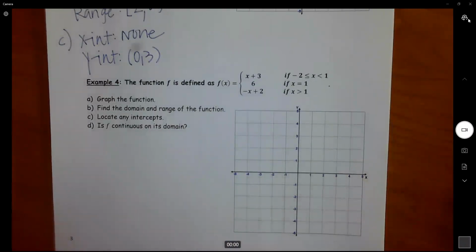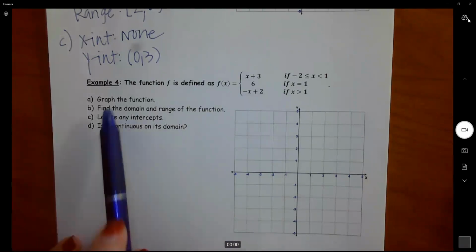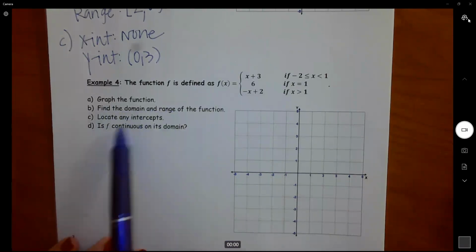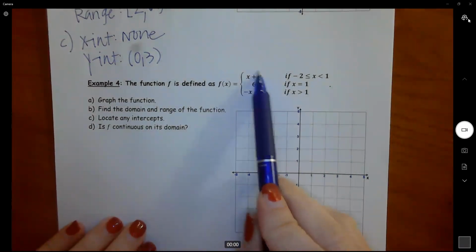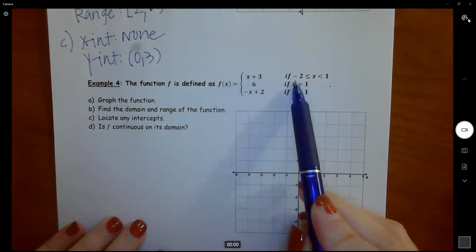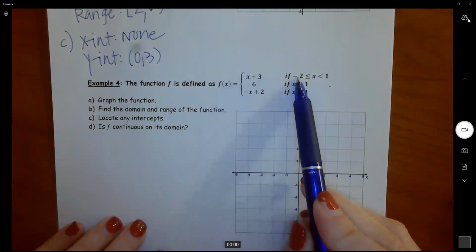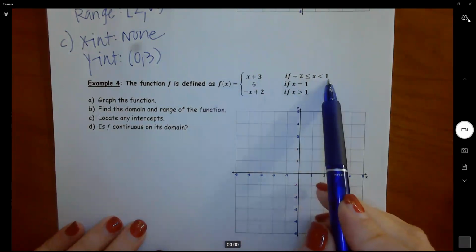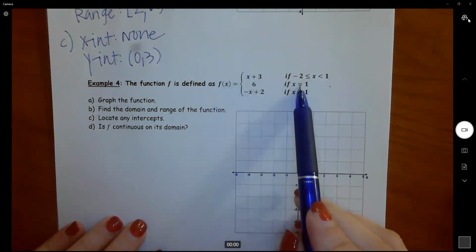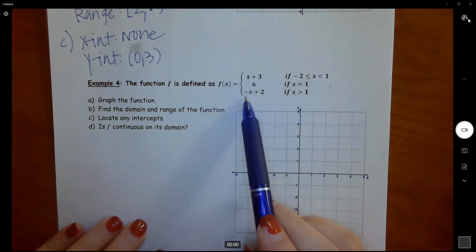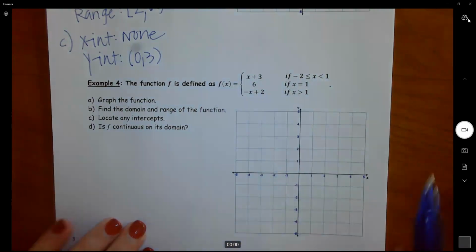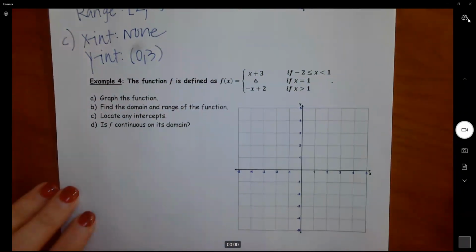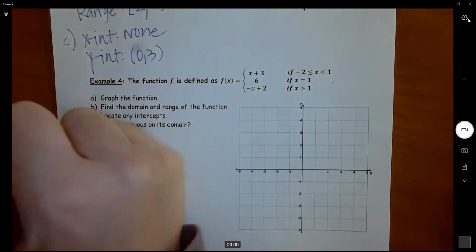Okay, so example 4, we are still graphing, finding the domain, range, the intercepts, and saying whether it's continuous or not. So you have your equation here. When x is between the bounds of -2 to 1, it equals x plus 3; when x equals 1, it equals 6; and you'll use the equation -x plus 2 if x is greater than 1. So this time I have 3 equations, so I need 3 tables.